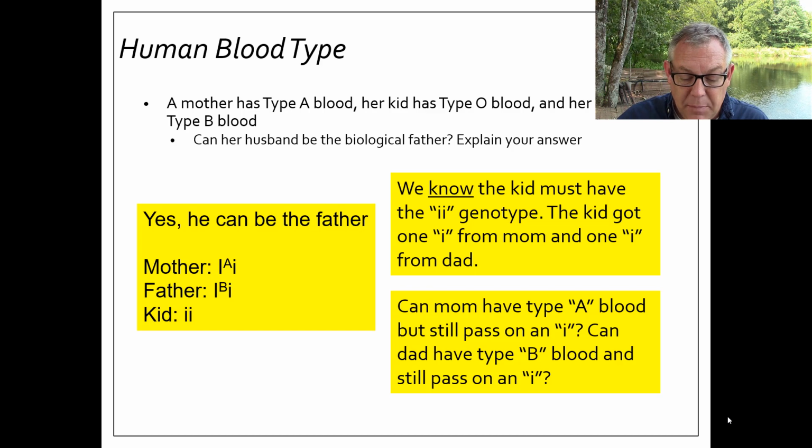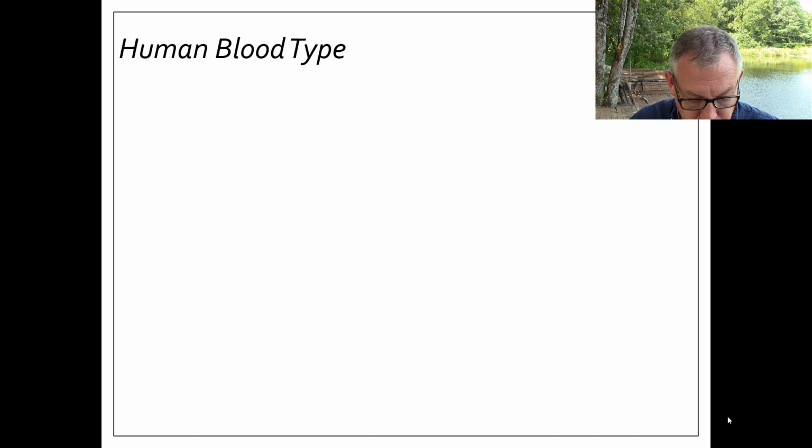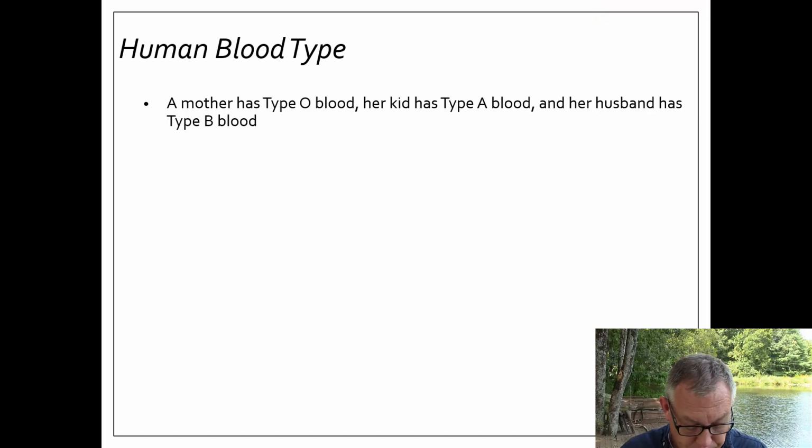Can mom have type A blood and still pass on that lowercase i? Yep, if she's heterozygous. Same thing, can dad have type B blood and pass on that lowercase i? Yep, if he's heterozygous. So this is totally possible. Okay, let's do another example.